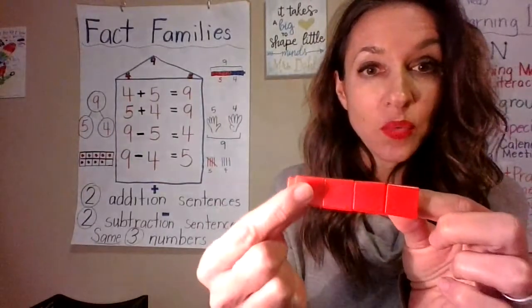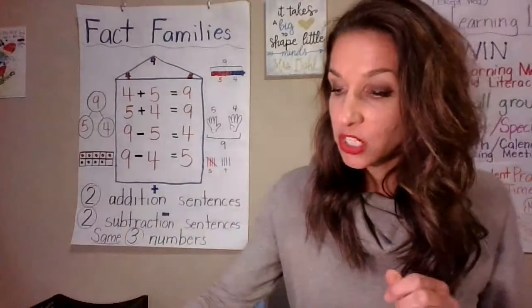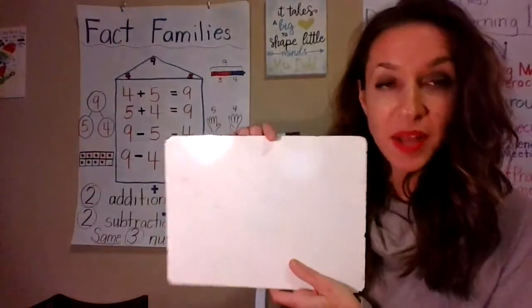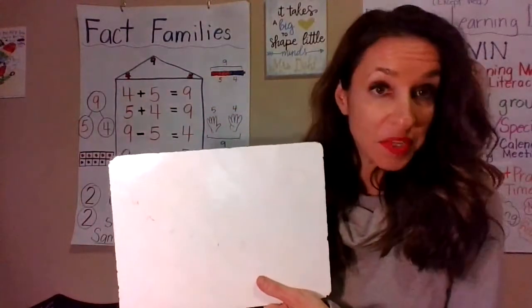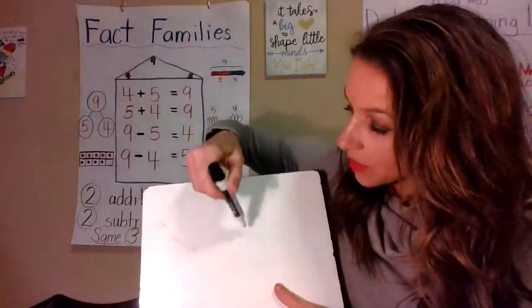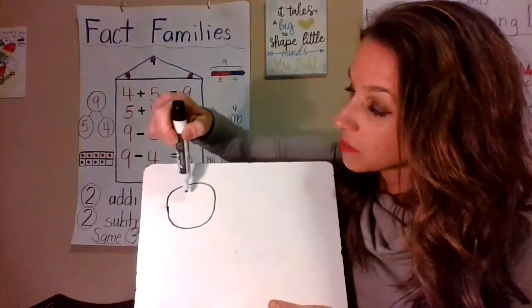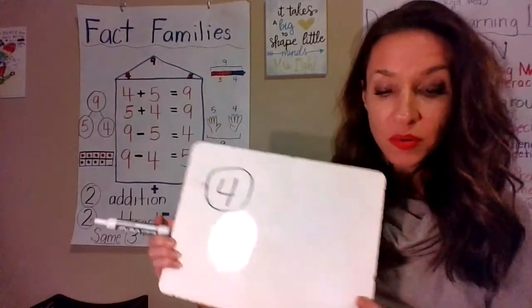All right, we've got 1, 2, 3, 4 red cubes. I'm going to start out on my whiteboard by making a number bond. If you have a whiteboard at home or even a piece of paper, go ahead and write a number bond with me. So I'm going to do one circle and one of my parts is 4. Those are my red cubes. I have 4 red cubes.